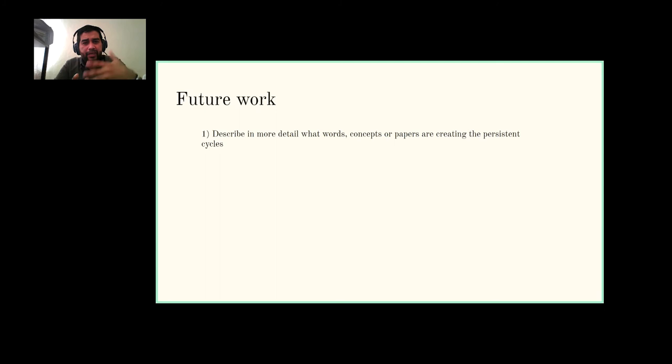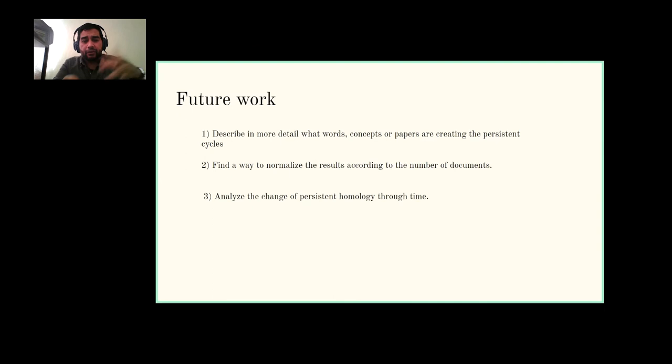One of them is to try to describe these words, persistent cycles, and try to detect the words and concepts and papers, a representation of words and papers that encompass those holes. Another way is to find a way to normalize the results according to the number of documents. But I think the number of documents is affecting the results a lot.